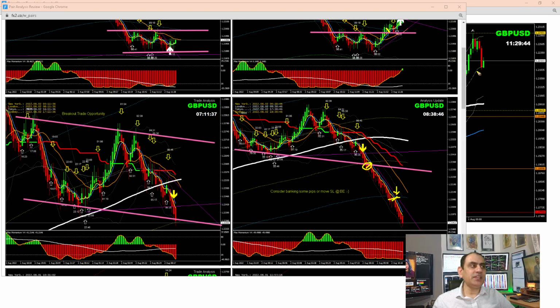As soon as the price hit the support level in 4-hour, and that's what I explained to my traders, it's time to enjoy some profit. And let's see the price action. Then I did another analysis.